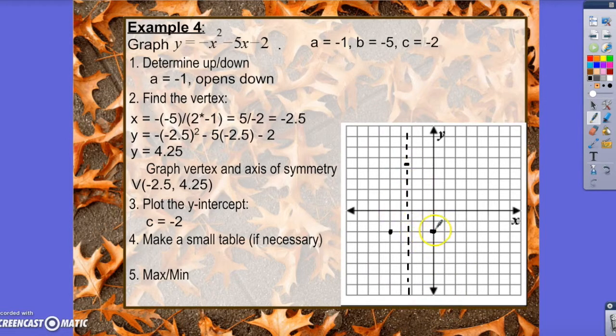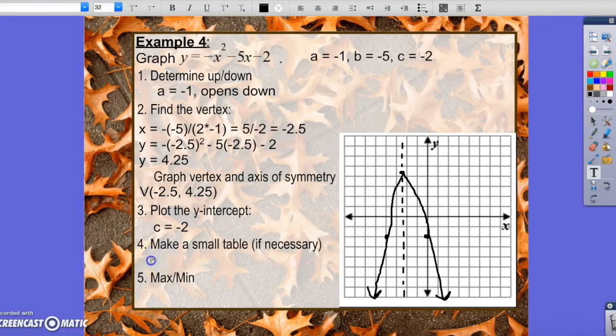I have a point already to the right. I need a point to the left. And actually, that's it for graphing. You connect them. And hopefully your problem looks a lot better than mine here. But you get the idea. Now, make a small table. If I can actually graph 3 points, so remember, quadratics in this lesson, we want 3 points. I don't need a table, so it'll say if necessary.